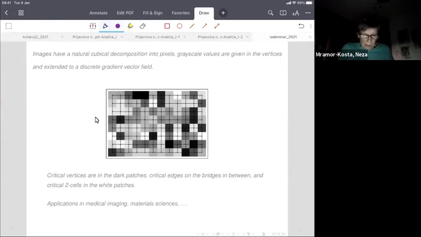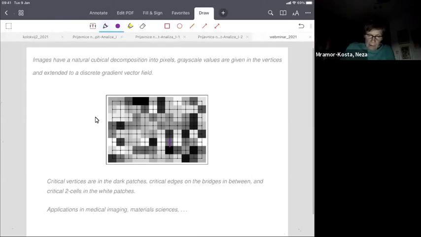Now, what will this tell us when we find the critical cells? We know that the critical vertices will represent the minima of the grayscale function. So these will be the black domains over here. The critical edges will be the saddles. So these are the bridges between the black domains, like over here, we're going to have a critical edge, which is a bridge between these two and the two white domains over here. And the maxima are going to be the white patches in our image.